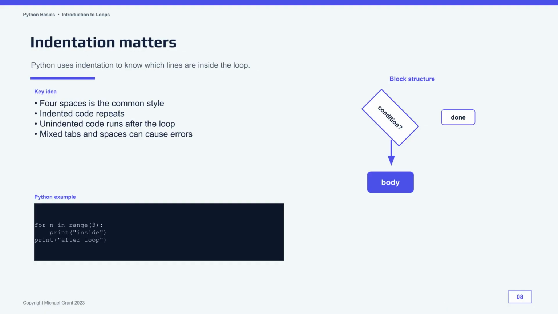Indentation is critical in Python. It tells the computer exactly which lines belong inside the loop. The standard practice is to use 4 spaces. Code that is unindented will run only after the loop has completed.